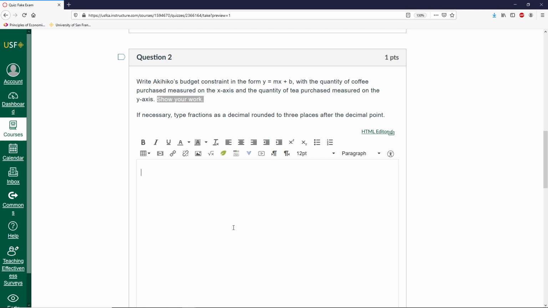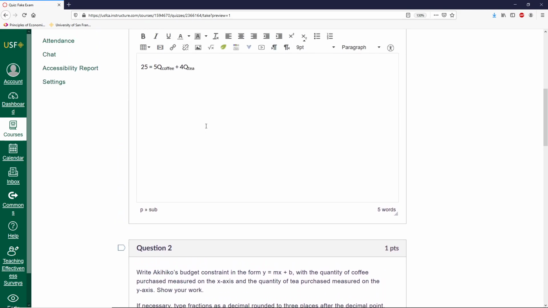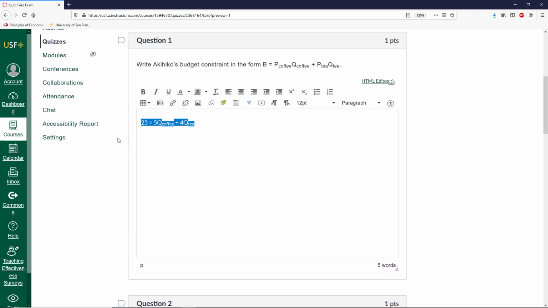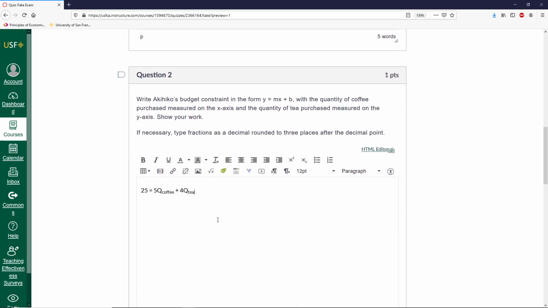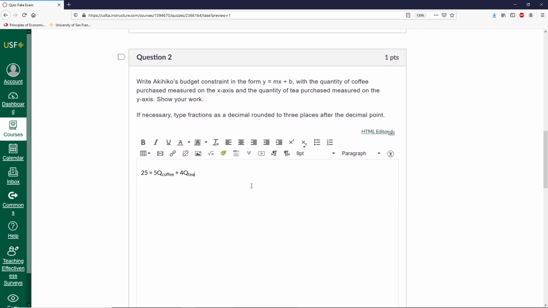So I actually do want to see the steps you take in order to get to your final answer. So what I want you to do is start with what you had up here from before, right? You can just copy and paste this down. This is your starting point, right? This is what you're starting with. But now I want to see the steps you take in order to get to the y equals mx plus b form, like what we did in class.